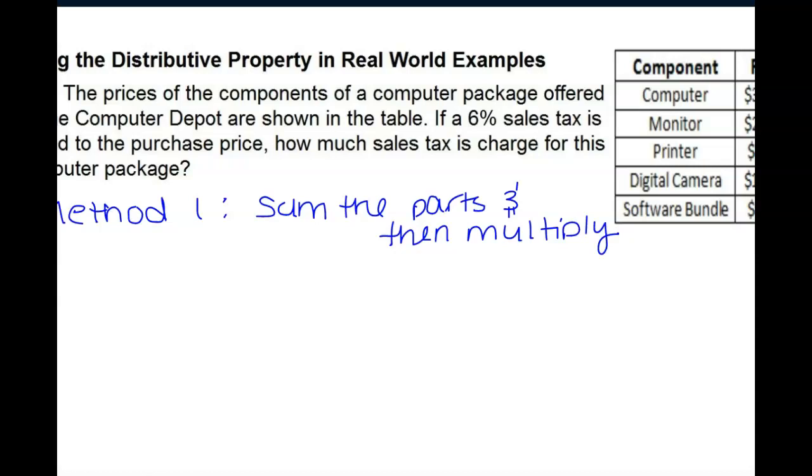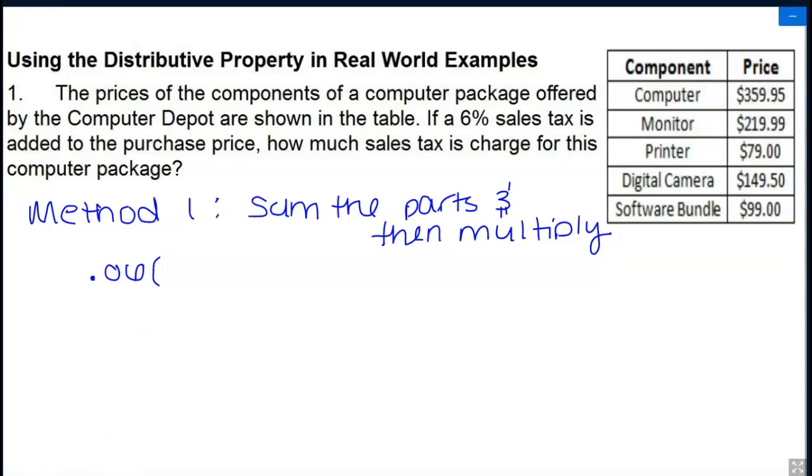It says the prices of the components of a computer package offered by the Computer Depot are shown in the table. If a 6% sales tax is added to the purchase, how much sales tax is charged for this computer package? So what that means is we are going to pay 6% of the total cost. In order to figure out what 6% of the total cost is, I need to know what the total cost is. So you add 359.95 plus 219.99 plus 79 plus 149.5 plus 99.